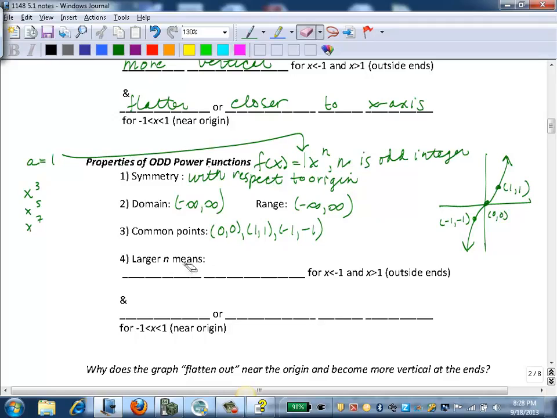And just like with the even power functions, as the exponent gets larger, as that n value increases from cubed to the 5th to the 7th, etc., it means the graph is going to become more vertical on the ends, on the outside, and then if you zoom in near the origin, it will become flatter. Flatter or closer to the x-axis.